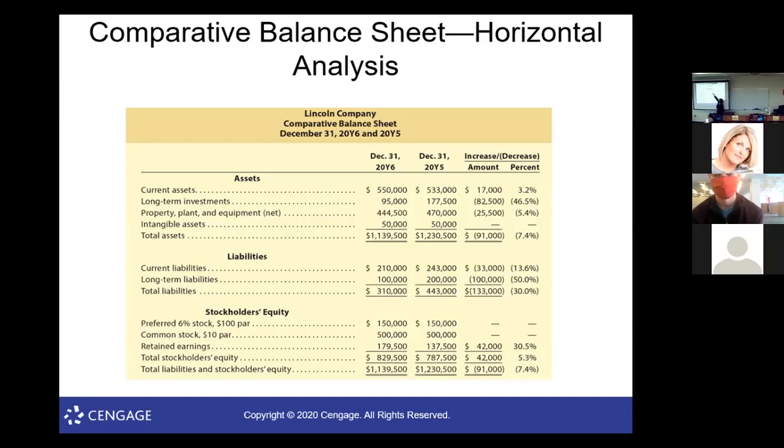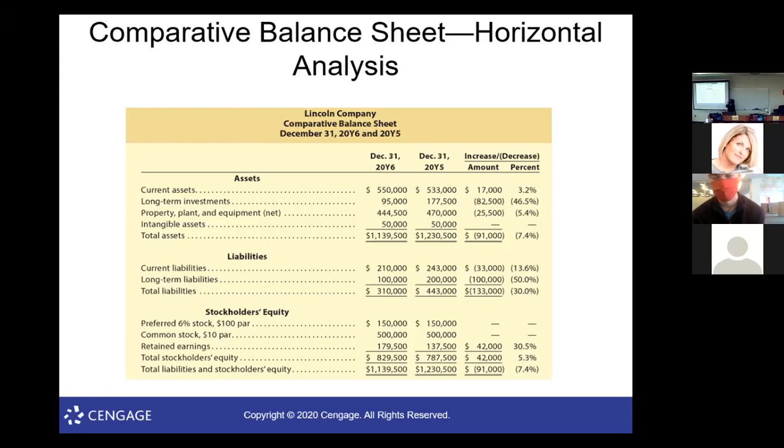So if I took the current year minus the prior year, I would see that there was a $17,000 increase. If I took the 17,000 divided by the base year, not the current year, I would find that the increase in current assets from year to year is 3.2%. It's a very easy calculation, but you just have to make sure that you divide the dollar amount change by the base year in order to get the percentage change. This is basically what a comparative balance sheet presented in a horizontal analysis looks like. So really what we're doing is asking, what is the dollar change and what is the percent change?